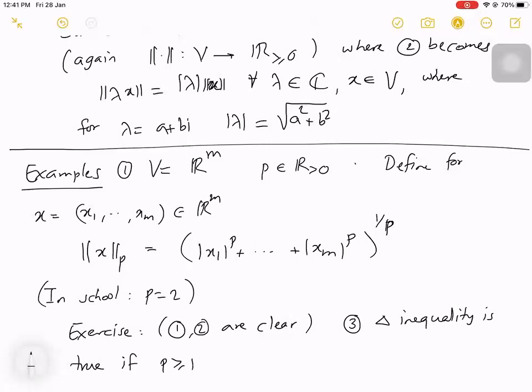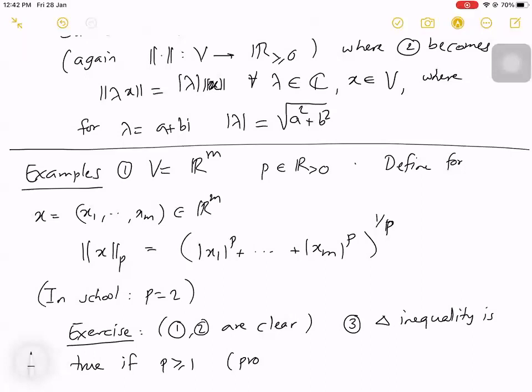So the exercise part of it is to prove this, from concavity or from Jensen. There is something called Holder's inequality, right? We will do this in class, but you can take this as an exercise. So prove this. We will prove this in class.